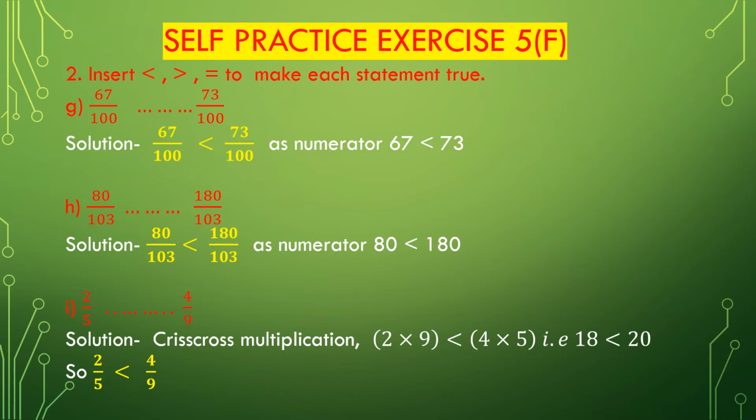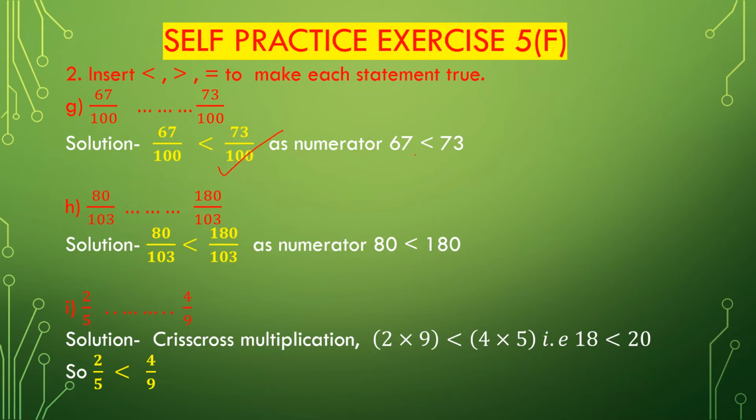Now we solve question number G. 67 divided by 100 dash 73 divided by 100. Here numerator 67 of the fraction 67 divided by 100 is less than the numerator 73 of the fraction 73 divided by 100. So the fraction 67 divided by 100 is less than 73 divided by 100.